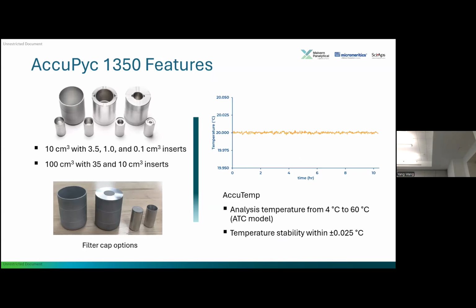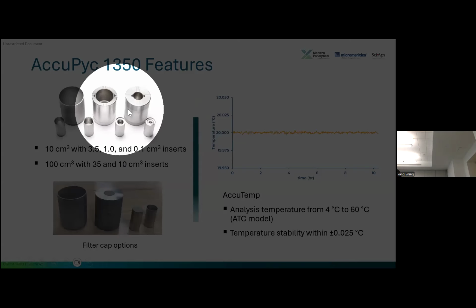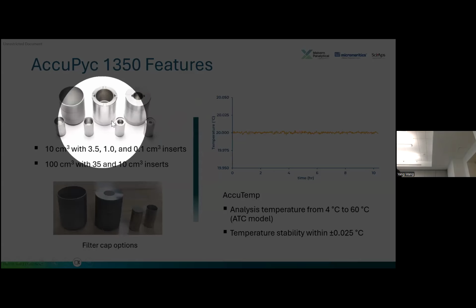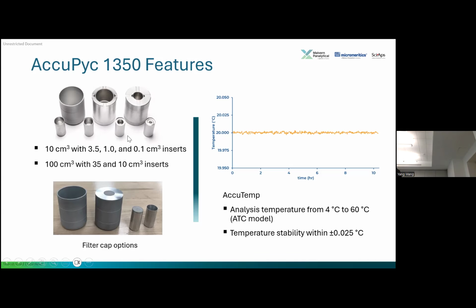You want to make sure you have enough sample present in the chamber. You don't want to be close to zero or have an empty chamber. So we do have these types of inserts that can occupy some of that empty space, so you're not just pressurizing an empty chamber with a small amount of sample, because you want to make sure that there's enough of a pressure difference to be able to calculate a repeatable volume.